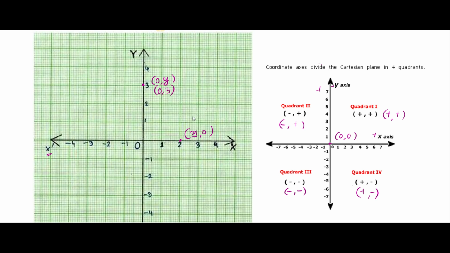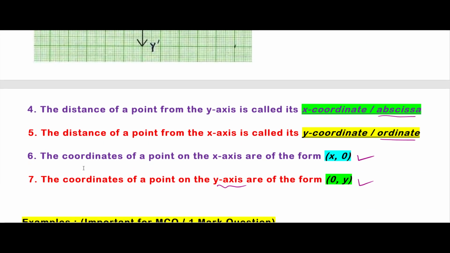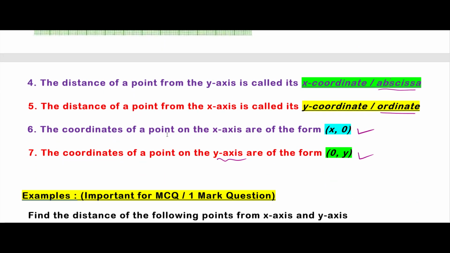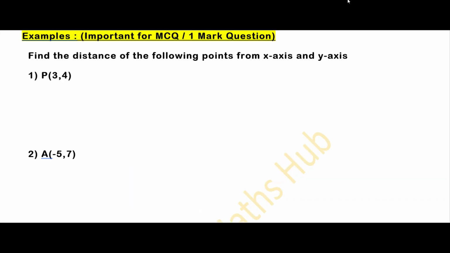Understand, it is a very important concept. Any point on the x-axis is of the form x comma 0. In the same way, any point on the y-axis will be of the form 0 comma y. Make a note of these points. The coordinates of a point on the x-axis is of the form x comma 0. In the same way, the coordinates of a point on the y-axis is of the form 0 comma y.